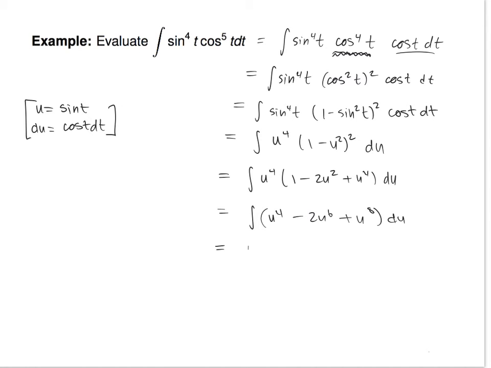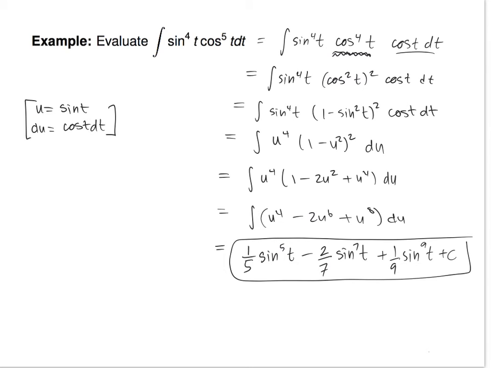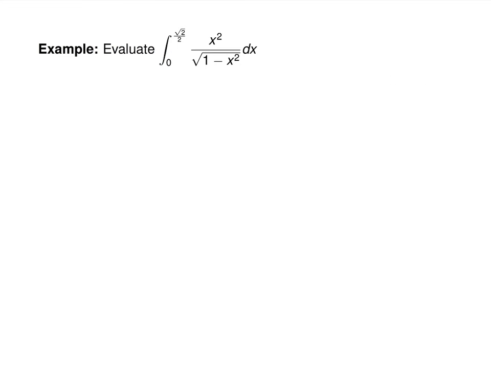Anti-differentiate, and you get 1/5. Can I put the function back in right away? Okay, 1/5 sine to the fifth t minus 2/7 sine to the seventh t, and then plus 1/9 sine to the ninth t, plus c. Is that all right? I swear that I've been like 4 times longer the other way. As in not doing the substitution? If you had not done the substitution, going all the way down, I think it would take more time.